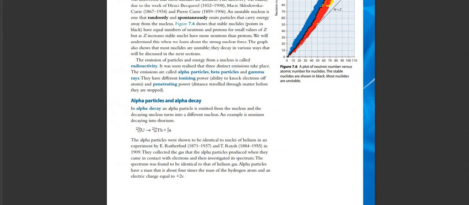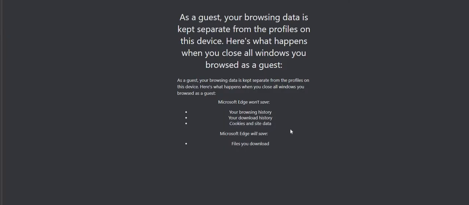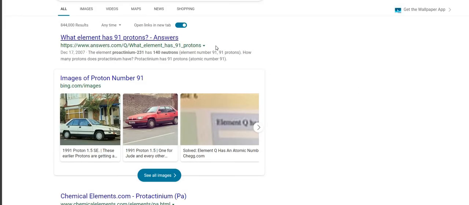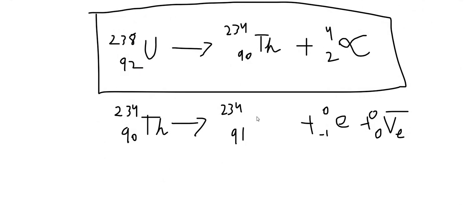Now just to make sure, I'm just going to check what element this is. So proton number, oh right, it's protactinium, Pa. Yeah, that's going to be protactinium. So we have Pa234 over here. That's after undergoing 1 beta minus decay.